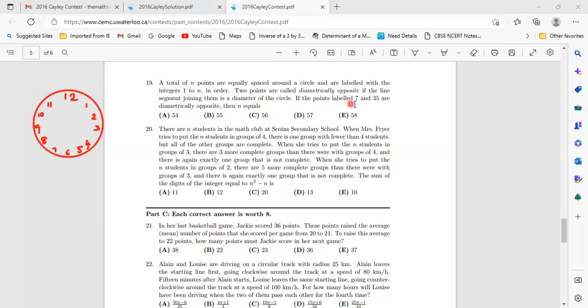If the points labeled 7 and 35 are diametrically opposite, like assume you have 7 here and 35 is diametrically opposite to the 7. They're asking us to calculate the number of points in the circle. Okay, let's look at the solution once.